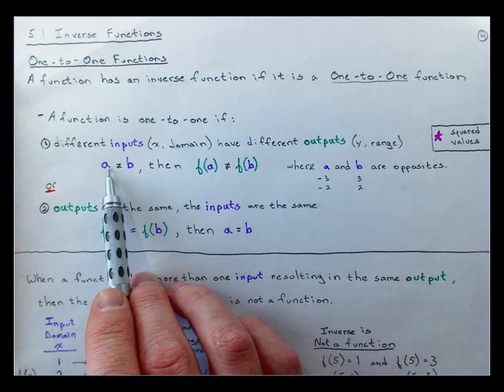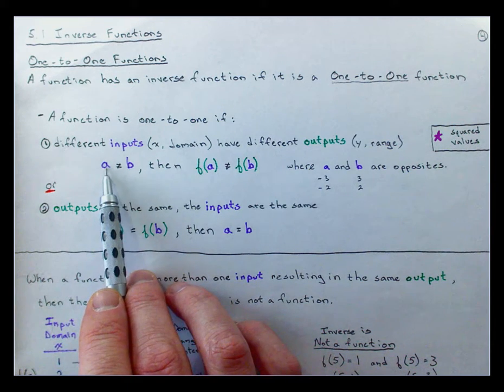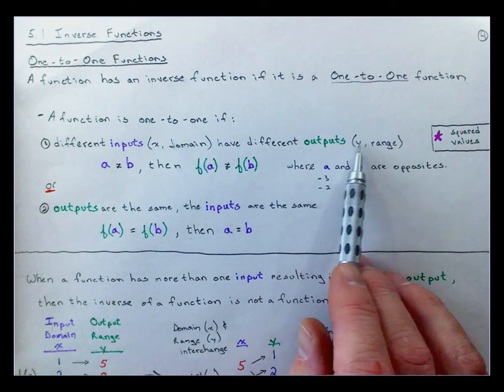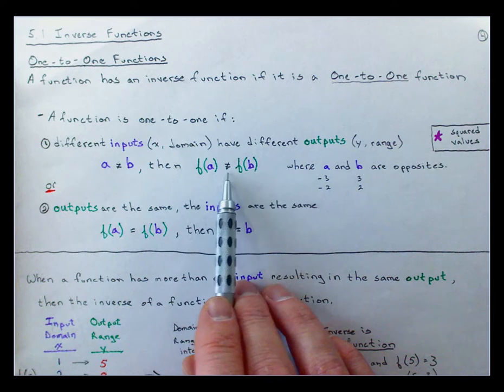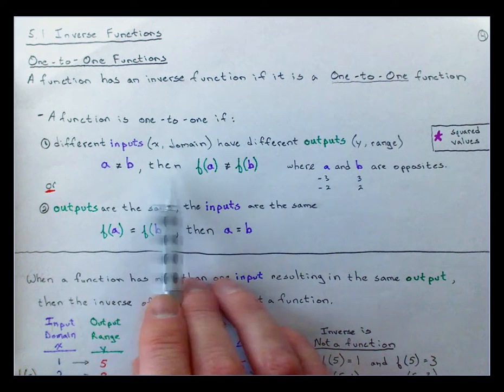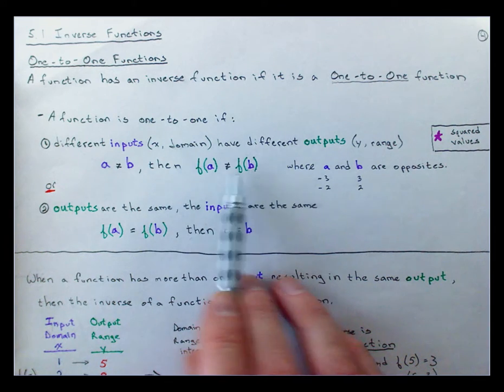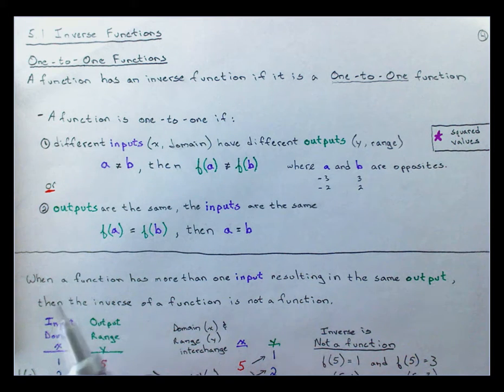What I'm saying is that different inputs are considered to be x values. I'm saying A does not equal B. Then they'll have different outputs, and these are y values, but written in function notation. So if A does not equal B, then f of A will not equal f of B, showing that the inverse relationship means I have an original function, and after I take the inverse of it, I have another function.